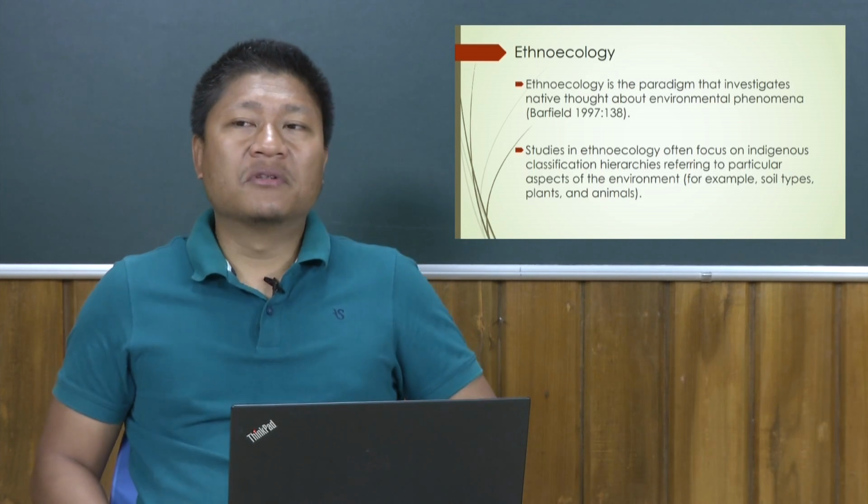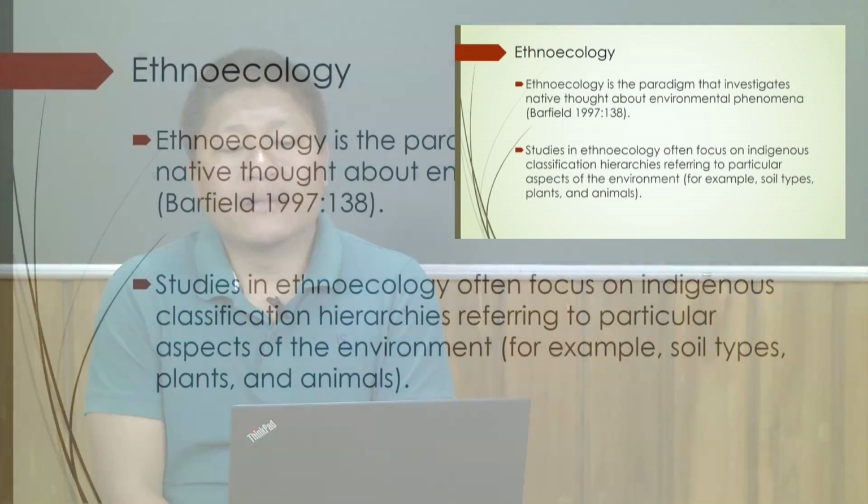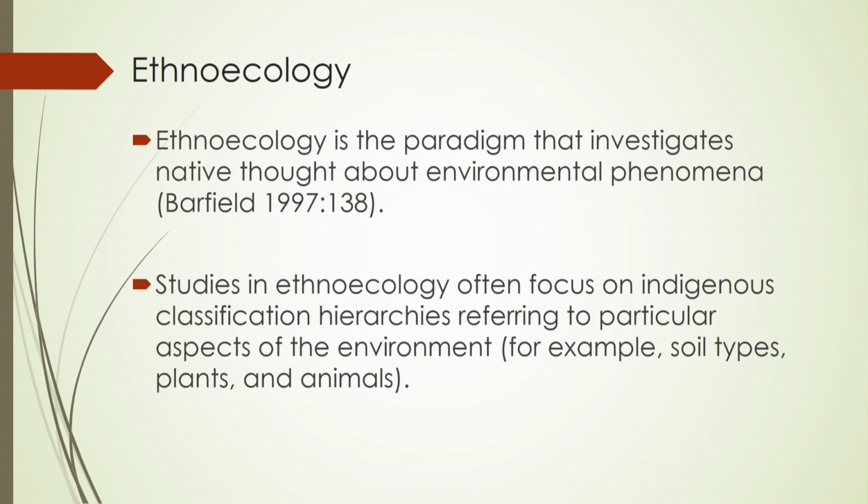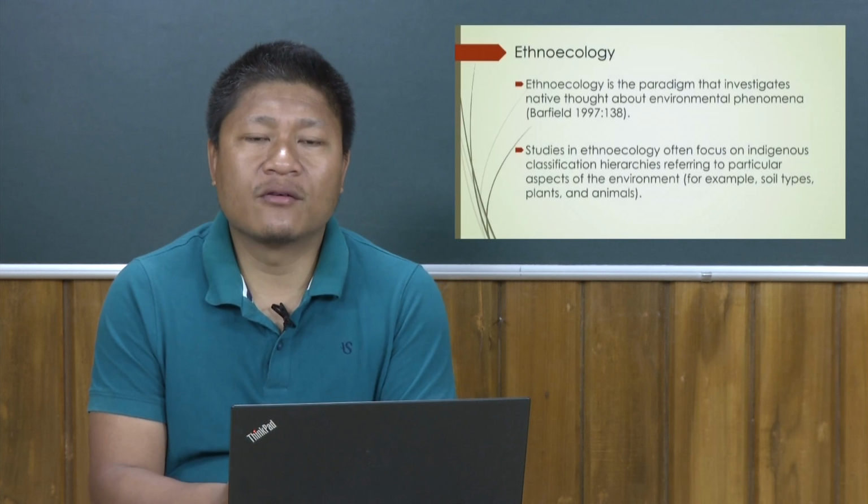Now, what then is ethnoecology? Ethnoecology looks at the paradigm and investigates native thought about environmental phenomena, and how a particular native society operates within those environmental phenomena. It also focuses on indigenous classifications and hierarchies referring to particular aspects of the environment. For instance, the kinds of soil types, plants and animals which particular communities engage with. Now, these are some of the fields which ethnoecology looks at.